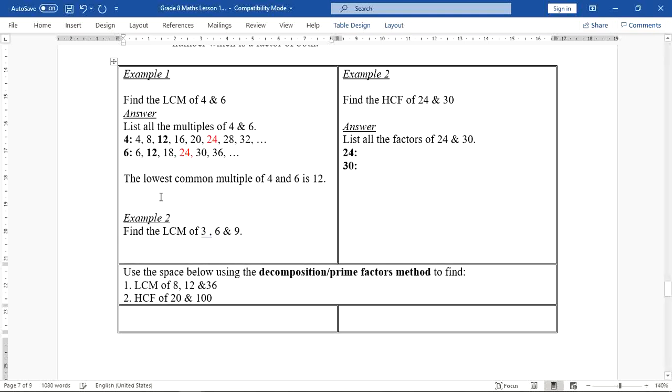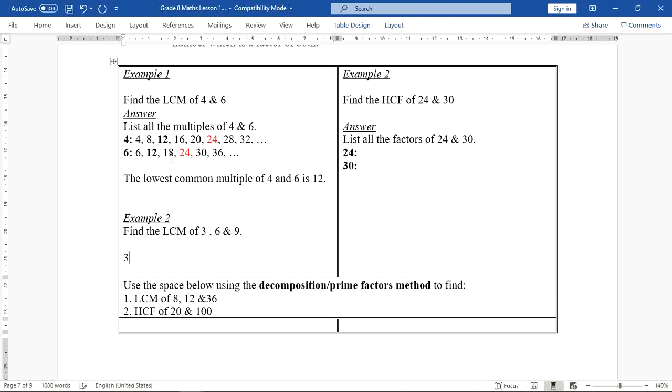Okay, now let's find the lowest common multiple of 3, 6 and 9. All right, now the good thing is that we already have the multiples of 6. So we just start with 3. Let's list all the multiples of 3. The multiples here are 3, 6, 9, 12, 15, 18, 21, then 24. Let's stop there.